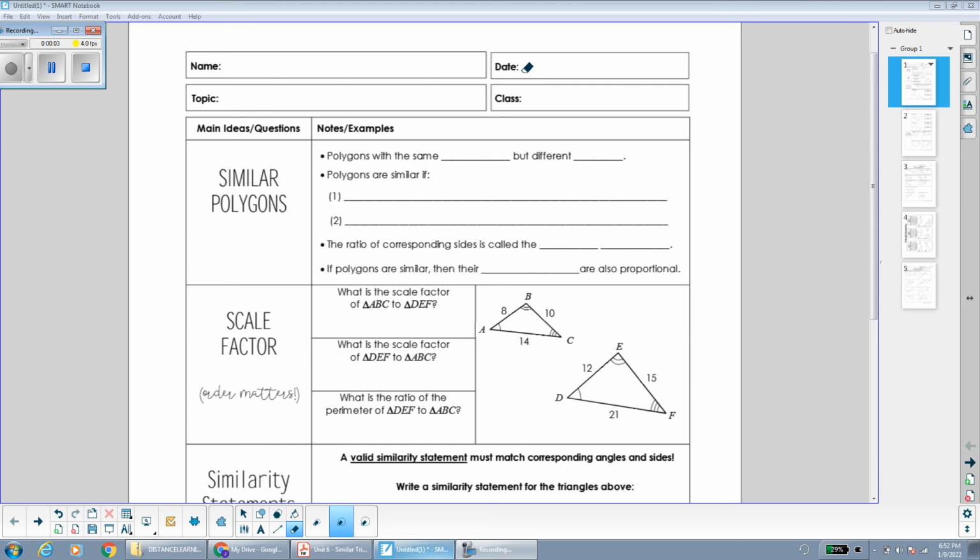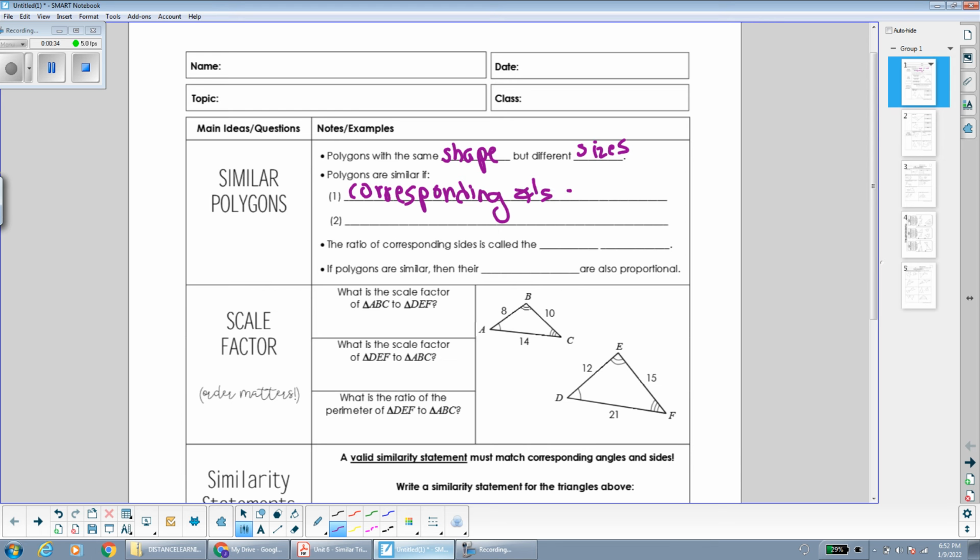Everybody. In this video, we're going to talk a little bit more about similar figures and similar triangles. So just to review, similar polygons are polygons with the same shape but different sizes. Let me write that down here. Same shape but different sizes. Polygons are similar if corresponding angles are congruent, and if corresponding sides are proportional.